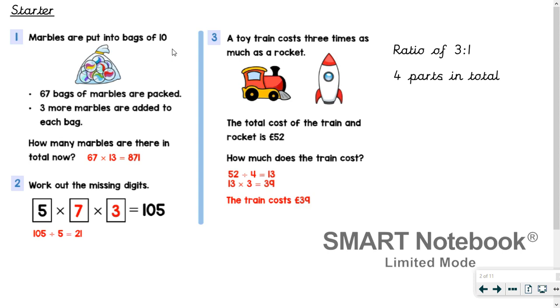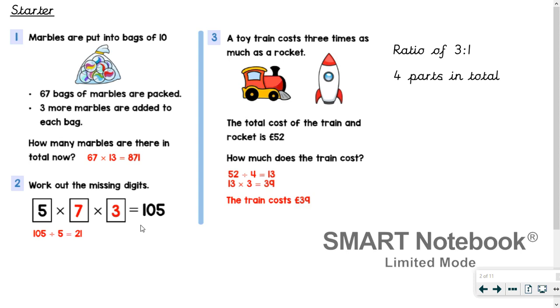The second part, work out the missing digits. It was a bit of inverse use here because 5 times something equals 105. So we know the final answer is 105. So if we split that into 5 equal parts by dividing by 5, we get 21. And then we know that we need 2 numbers that are going to multiply together to give us 21. So that is 3 and 7. If you put 3 in the middle box and 7 in the end one, it's still right. Commutative law, it doesn't matter which order. It will still work as a multiplication.